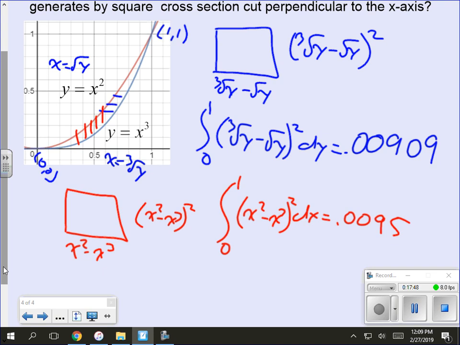Which direction your perpendicular slices are determines whether you do dy or dx. I have to do dy on the first one, dx on the second one. The distance between the two curves, that's the distance of my side length. You will have triangles, you will have squares, you will have rectangles, you will have semicircles. You might have full circles.